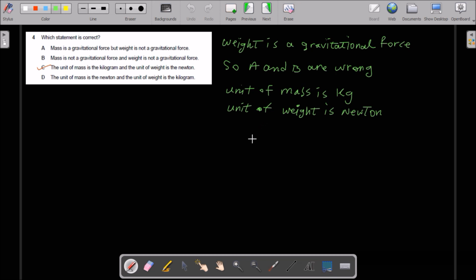Question number 4. Which statement is correct? We know that weight is a gravitational force, so A and B are wrong. The unit of mass is kg. The unit of weight is Newton, because weight is a force. That's why C is right.